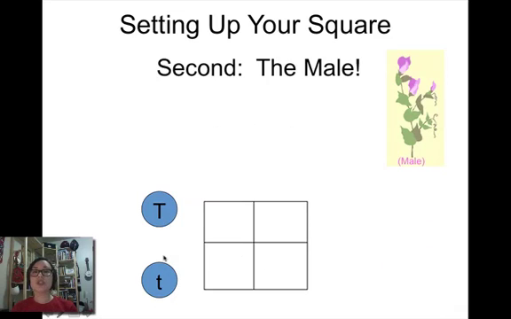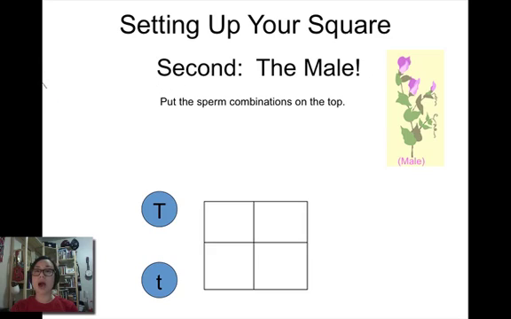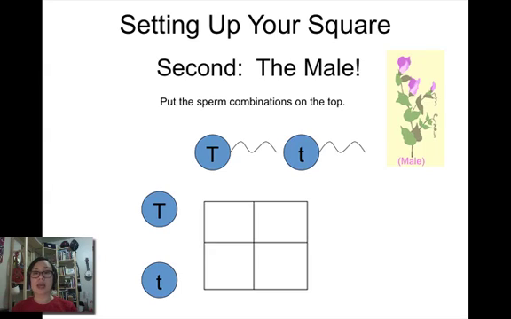Now what I'm going to do is focus on my next parent, which happens to be the male. And in this particular case, the male and the female have the same exact genotype. They're both heterozygous, so big T little t. So now that I have my sperm combination, I'm going to go ahead and put them on top of my Punnett square. Now that I have my allele combinations from my sperm and from my egg on the outside of my Punnett square, I'm ready to go ahead and do my cross.